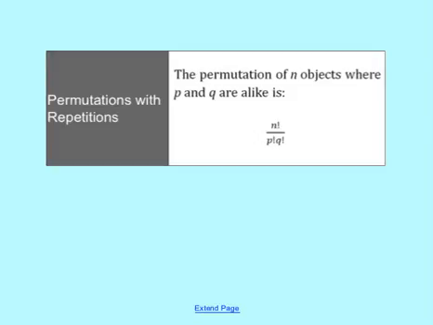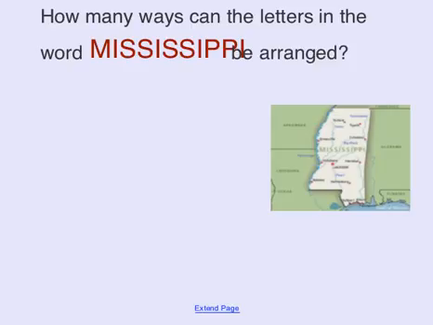Now, permutations with repetitions. The permutation of n objects where p and q are alike is, boom, n factorial divided by p factorial, q factorial. Don't worry about this. I'm going to show you. It's more like the fundamental counting principle, but then you divide by things that you know. So how many ways can the letters in the word Mississippi be arranged?